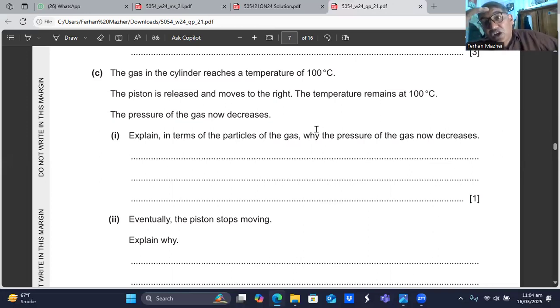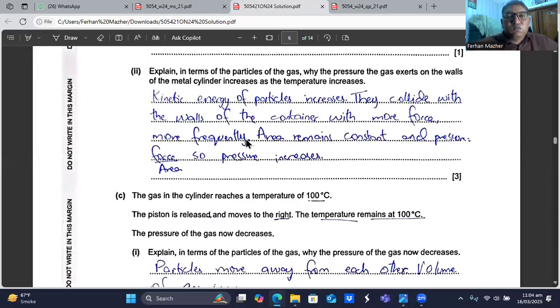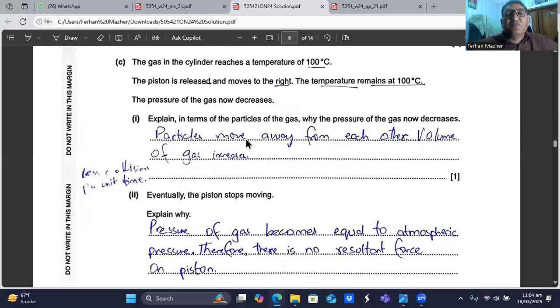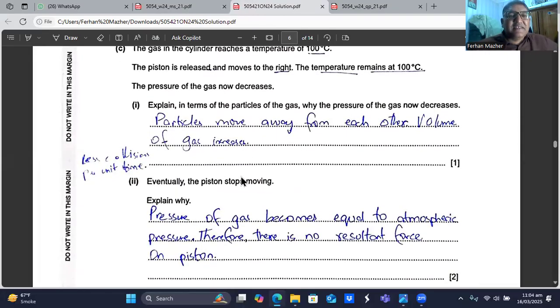Because if you keep the temperature of the gas constant and increase the volume, the collision frequency of the gas particles with the walls of the container decreases. That's why, what will happen? The pressure of the gas will decrease. Don't say that now they are hitting less harder. So particles move away from each other, volume of the gas increases, less collision per unit time.